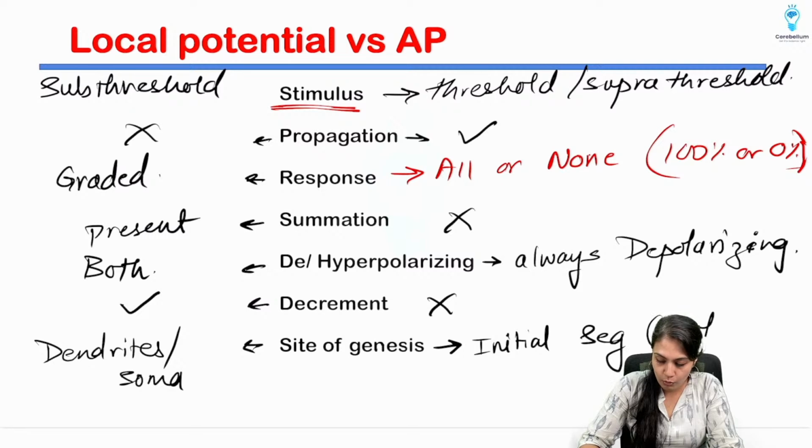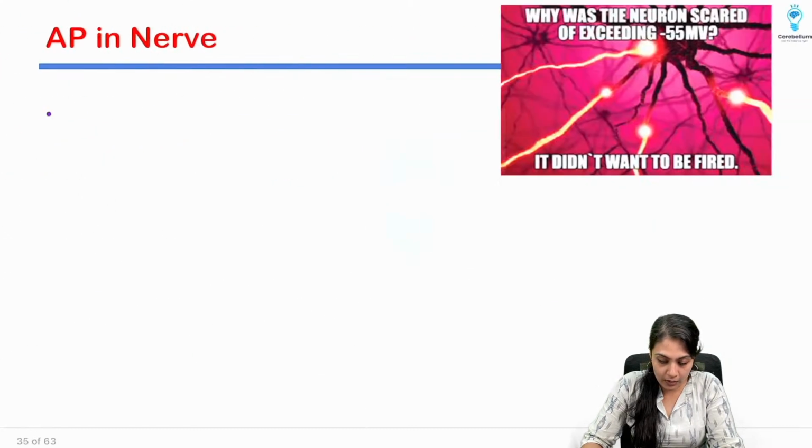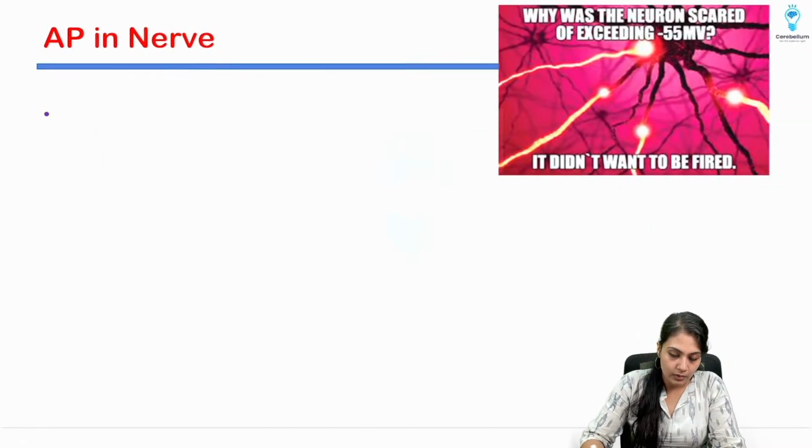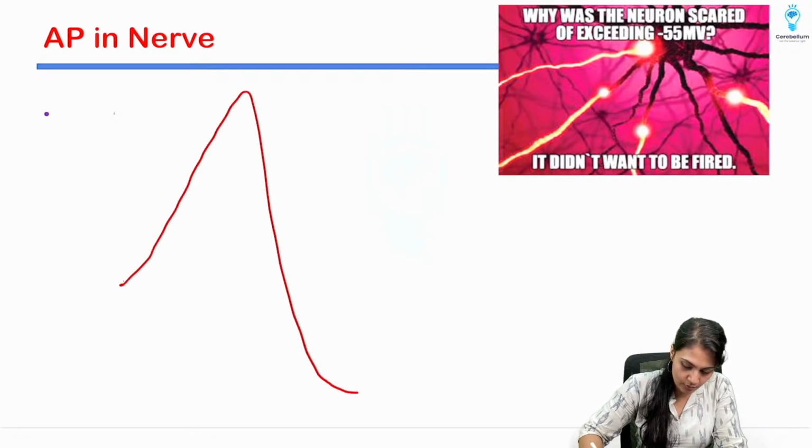In the cases of motor neuron, and in the cases of sensory, it is going to be nodes of Ranvier. And we remember via the mnemonic. Can you tell me the mnemonic? What was the mnemonic of the sensory and motor, where the site of genesis occurs? Tell me the mnemonic, and till that time, I'm going to draw the action potential, which we have already discussed in the lectures.